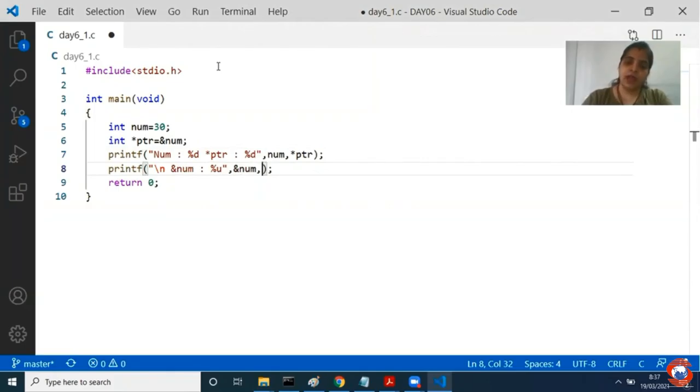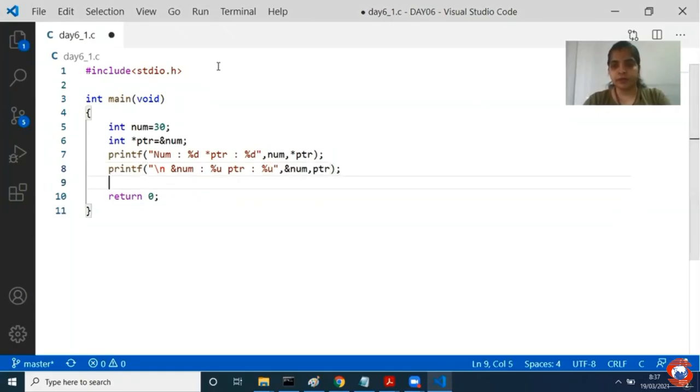Everyone, correct. And if I say ptr, can you please tell me what is there in ptr? ptr में क्या है? Address of num. So which format specifier should I go for? %u. समझ में आया? Everyone, have you understood up to this point? Okay. Now let us first go with pointer and normal variable, and let us observe the output.